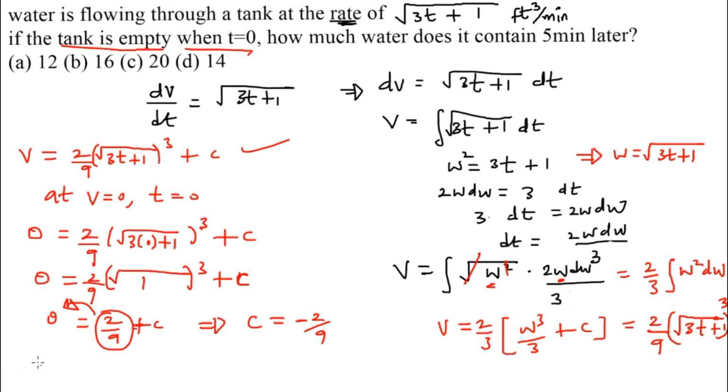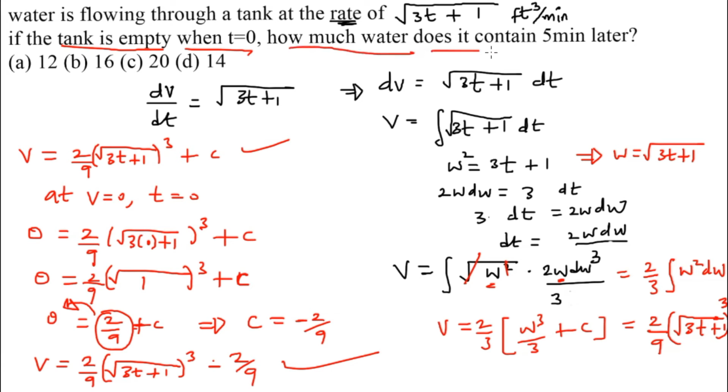That means the real value of v is equal to 2 over 9 root 3t plus 1 cubed, minus, we are supposed to have plus c, but now our c is negative 2 over 9. So this is the value of the volume. Now the question is, how much water does it contain after 5 minutes? All right, so let me get rid of this space now.